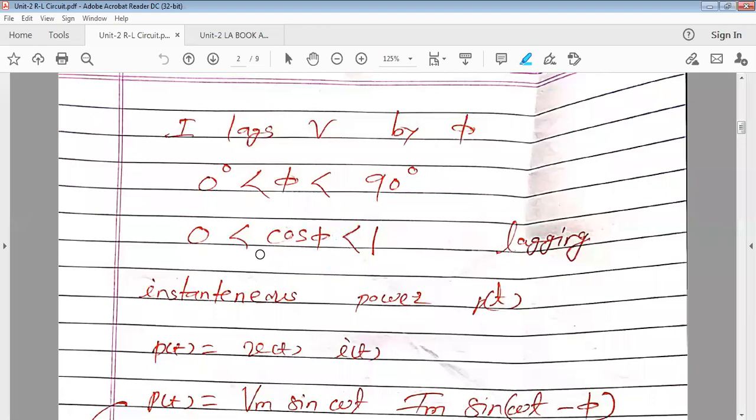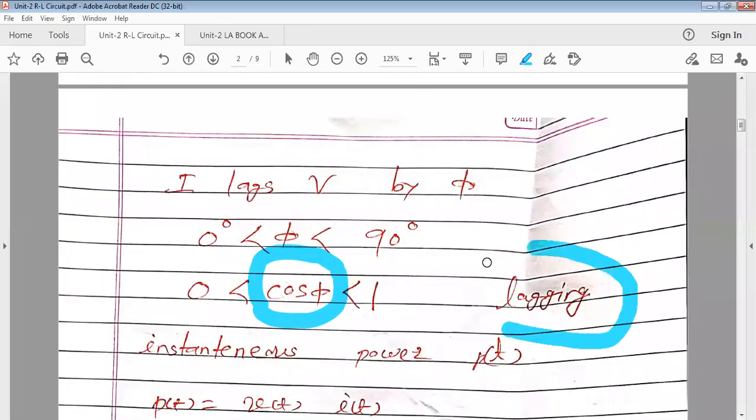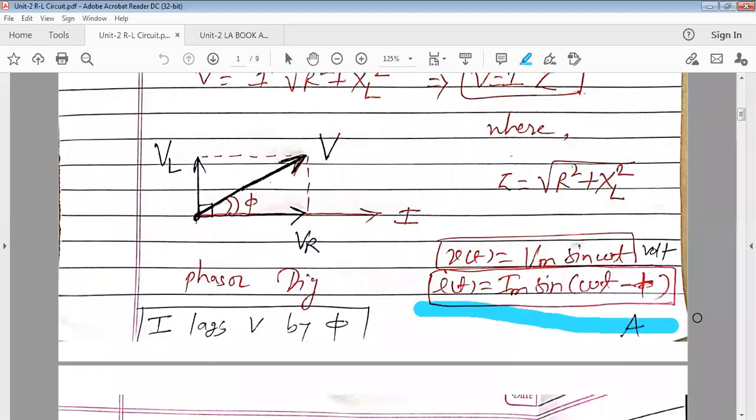Whenever in the numerical you get asked to calculate the cos phi, suppose your answer is 0.5. In the options you can find 0.5 lagging, and 0.5 leading also. Which one will you take? If you find total current leads total voltage, then take the 0.5 leading option. But if total current lags total voltage, then you have to take 0.5 lagging. So the nature of power factor is either lagging or leading, and it is specified in terms of current.